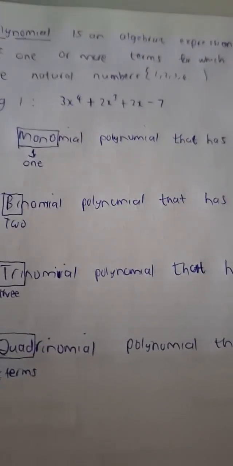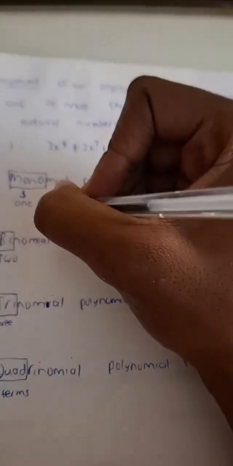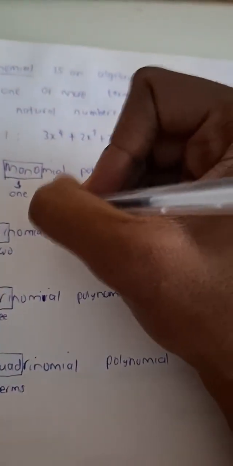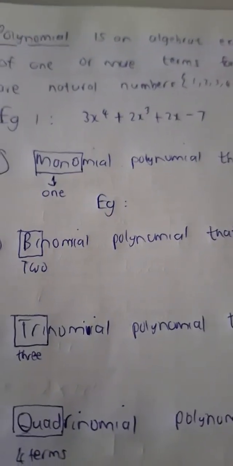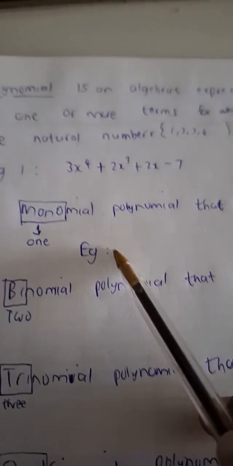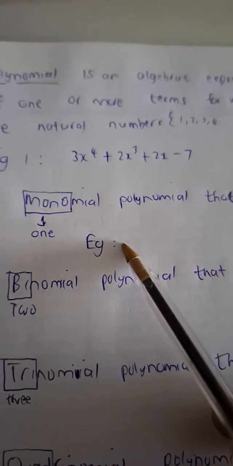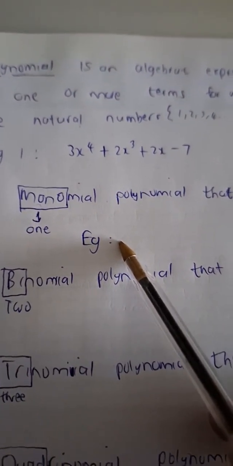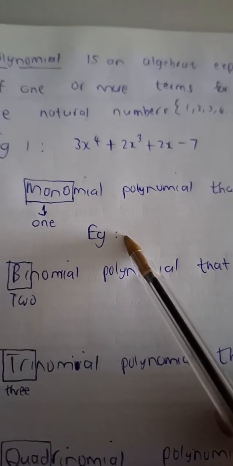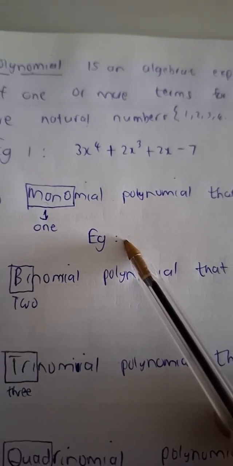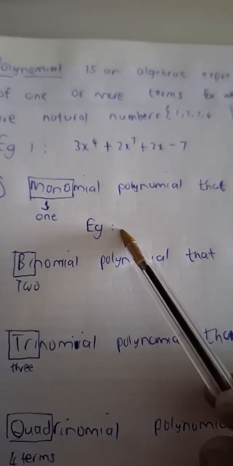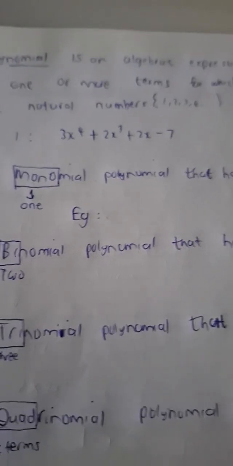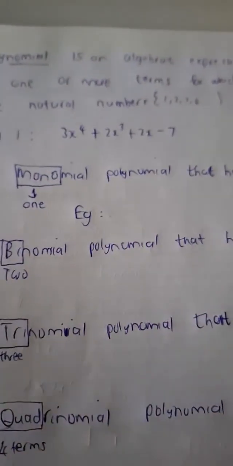Hopefully some of you learned something new today, because if you did, then it's great. Can you guys give me an example of a monomial? Just in the comment section, maybe you can let me know. No, guys, a quadrinomial will be four terms only, not four or more. It's four terms on the dot.